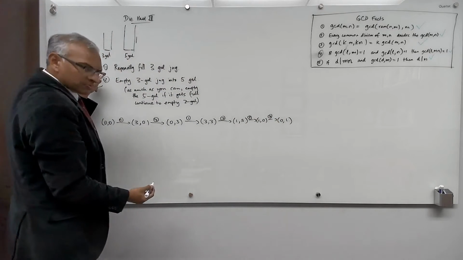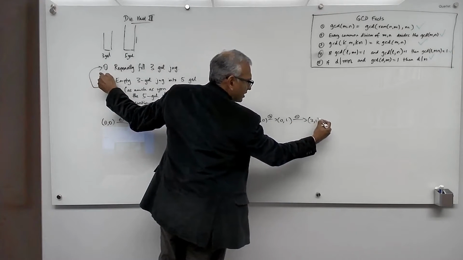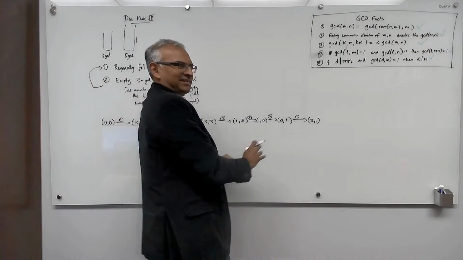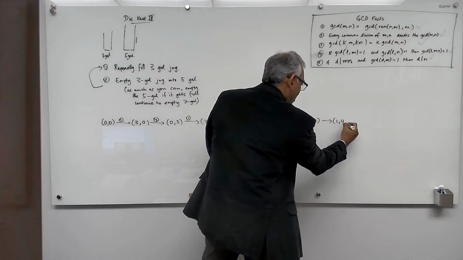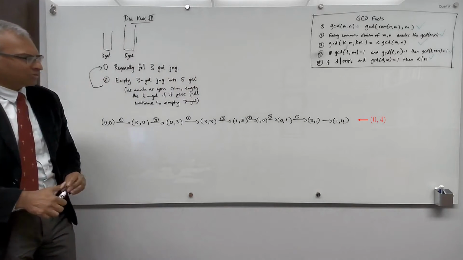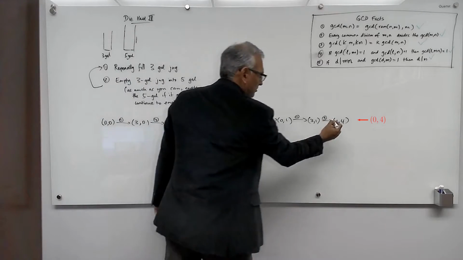Now you repeatedly continue. You fill, and that takes you to 3, 1. And you can see what's happening next. Look! When you empty the 3 into the 1, you get 1, 4. Wow! Bam! Look at that. Beautiful. Okay, so this is step 2, and you've solved the problem.